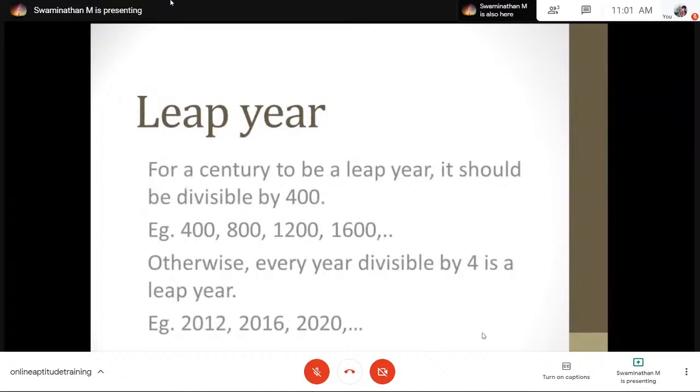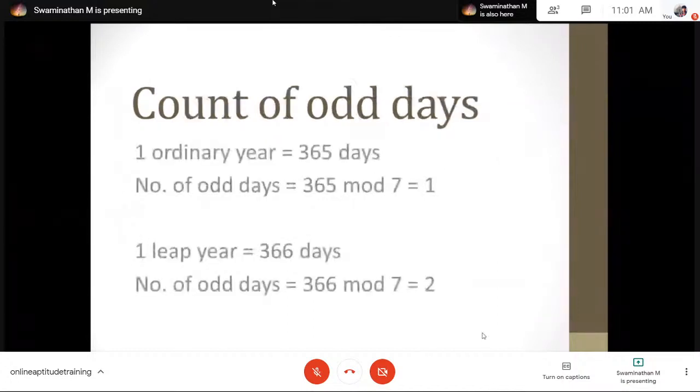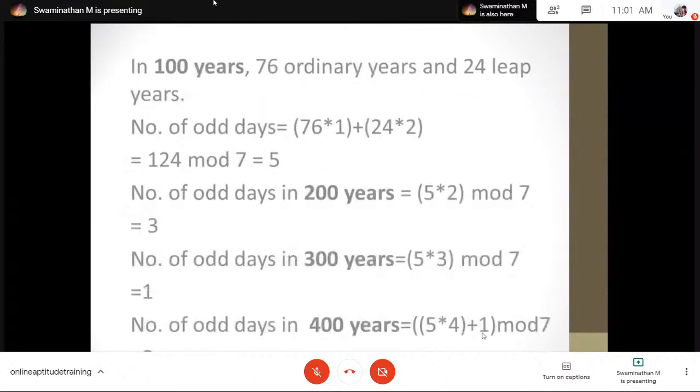And the concept of odd days: the number of days more than the complete weeks, that is, days left after complete weeks, are called odd days. An ordinary year has 1 odd day. A leap year has 2 odd days. For 100 years, 200 years, 300 years, 400 years, I have given the number of odd days. So far, any doubt in this? Please tell your doubts in chat.